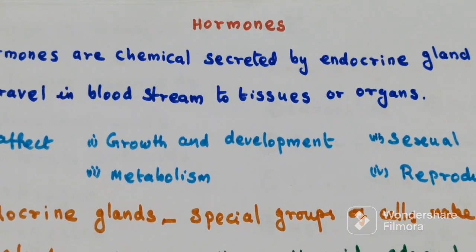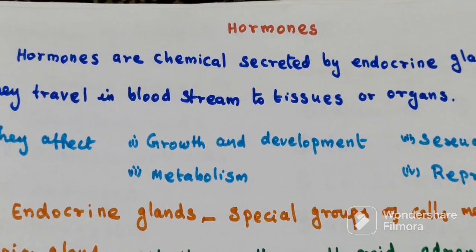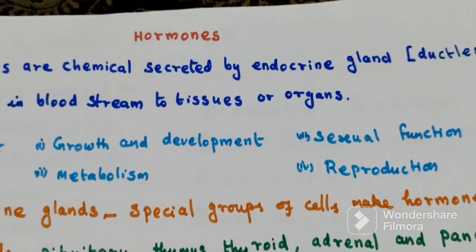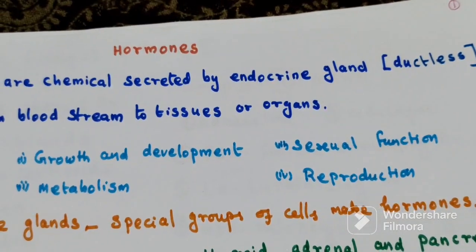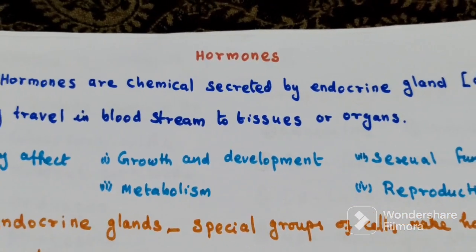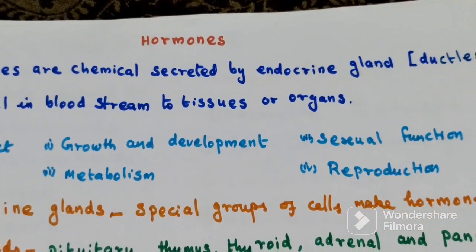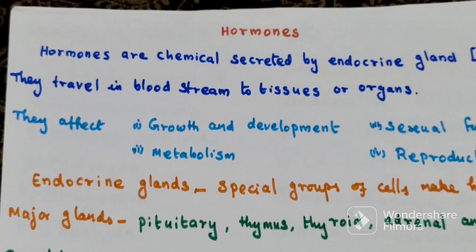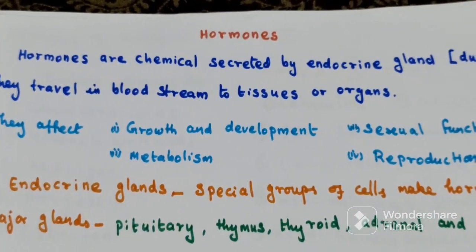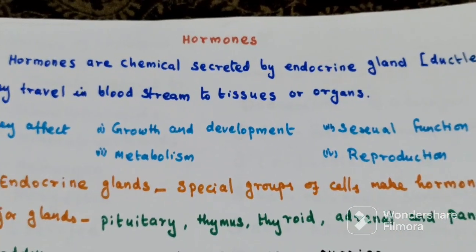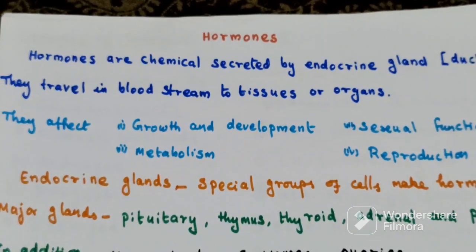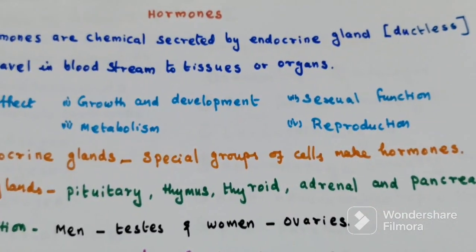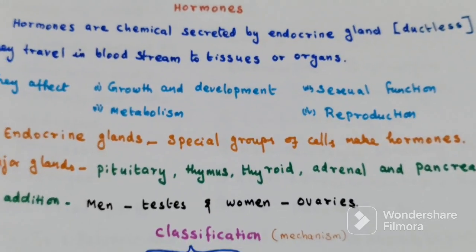Today's topic of discussion is hormones. How to define hormones? Hormones are chemicals secreted by endocrine glands, generally ductless glands. They have action on target tissue, and these chemicals or substances are known as hormones. Hormones affect growth and development, sexual function, metabolism, and reproduction.